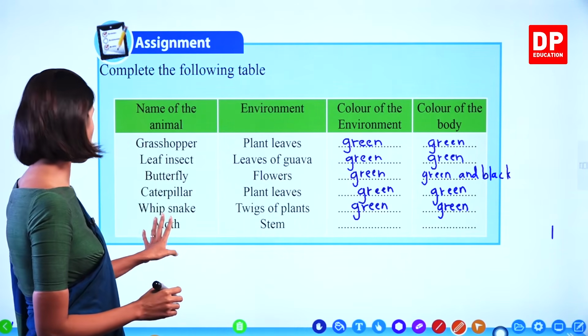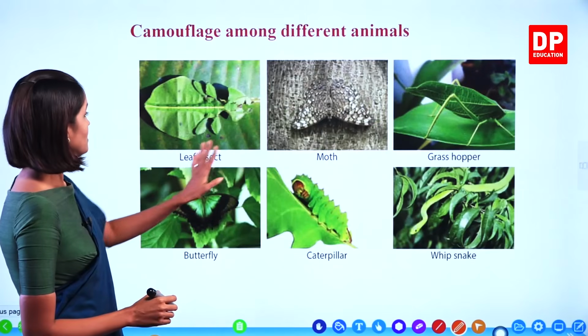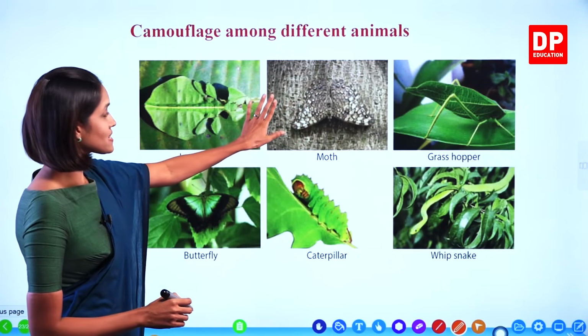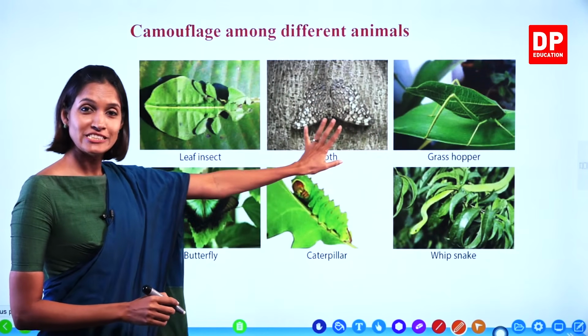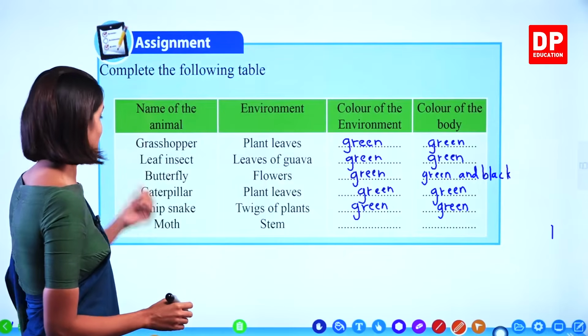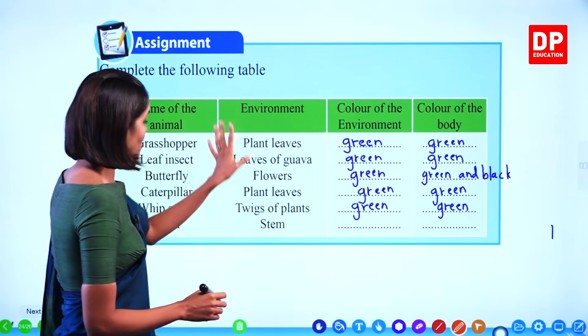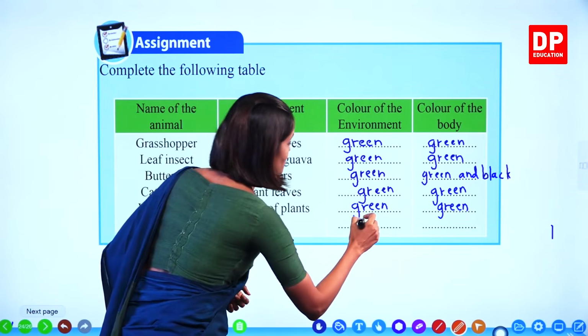The last one, moth. Here, what is the environment color? Brown. Color of the body of the moth also brown color. Okay? Right. So, moth, environment is stem, both brown.